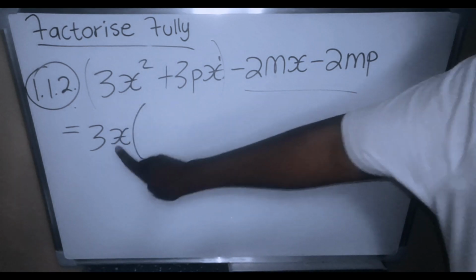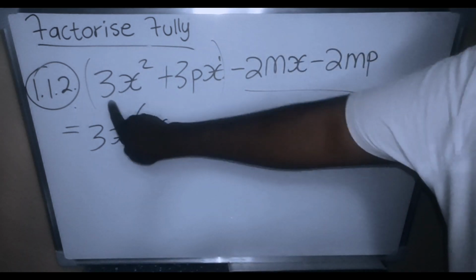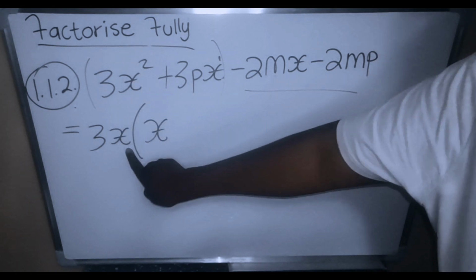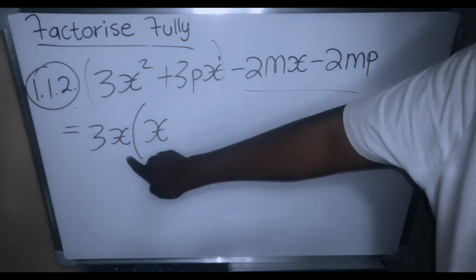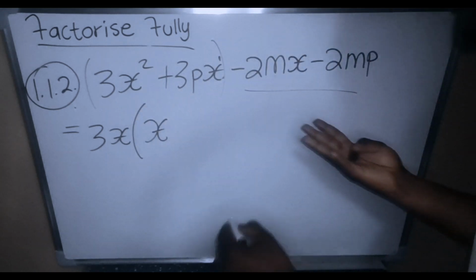Now, 3x squared divided by 3x gives x, because 3 divided by 3 is 1. x squared divided by x gives x to the power 2 minus 1. When you divide the same bases, you subtract exponents. Therefore, 2 minus 1 is 1. I hope we are clear on that.